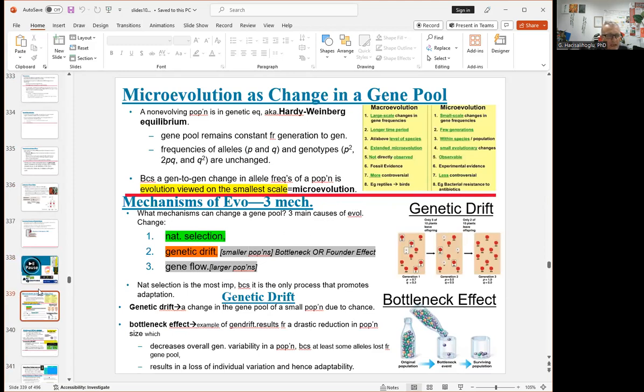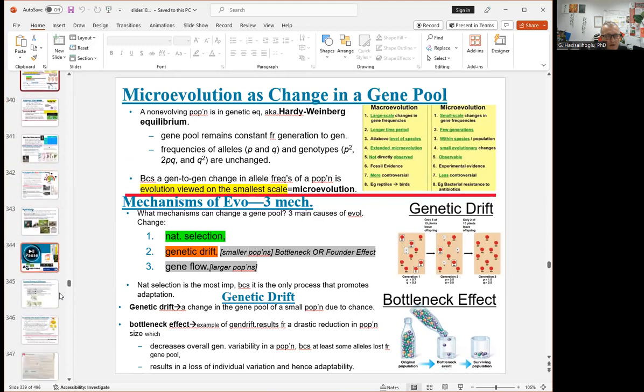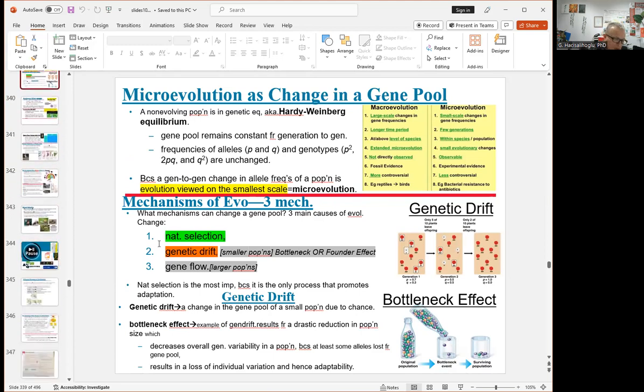Again, this chapter is about microevolution. Basically, the next chapter is macro. Microevolution is a change in a gene pool. Here is a comparison of micro, on the right side, versus macro. Micro is small scale, a few generations within species populations. Small changes, and we have experimental evidence for that. Bacterial resistance to antibiotics is a good example. We talked about some mechanisms already.